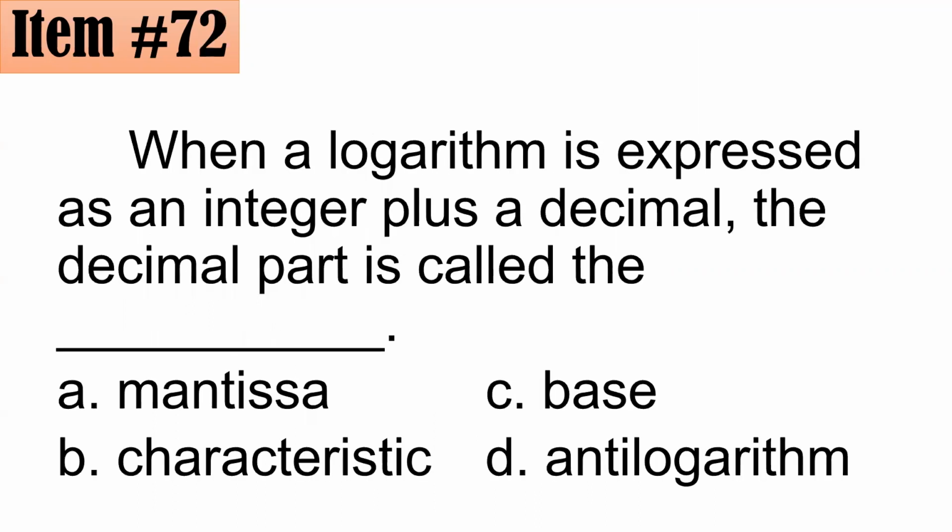72. When a logarithm is expressed as an integer plus a decimal, the decimal part is called A, mantissa, B, characteristic, C, base, or D, anti-logarithm.